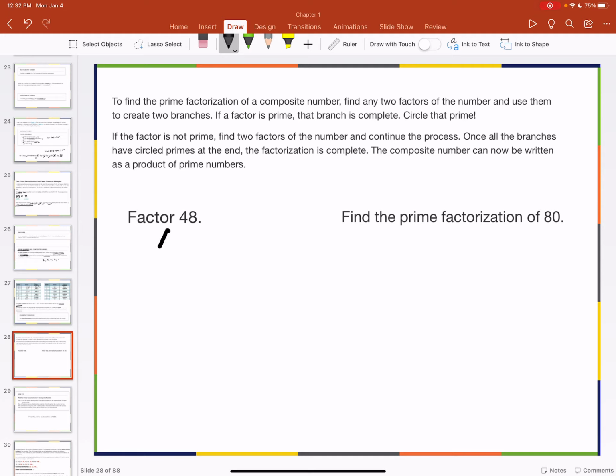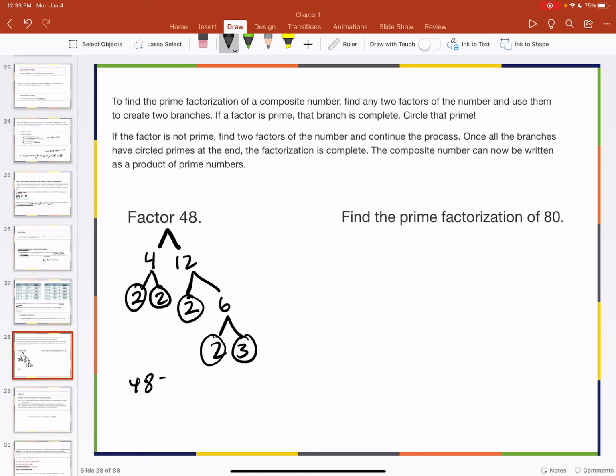48. Let's do the prime factorization. So 48 is 4 times 12, yeah? Well, that 4 can be broken down into 2 times 2, and that is prime, so I circle that. 12 can be broken down into 2 times 6. 6 is not prime because you can write that as 2 times 3. And now you have a product of primes. So 48 is equivalent to 2 times 2 times 2 times 2 times 3, okay?